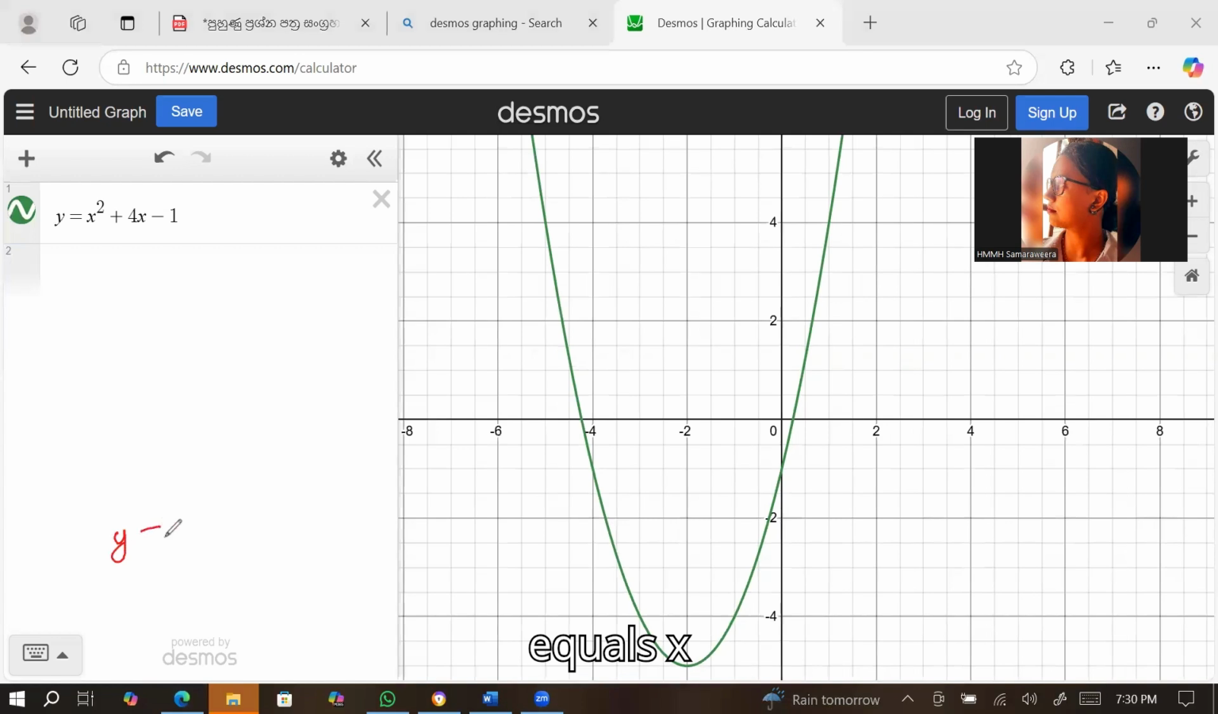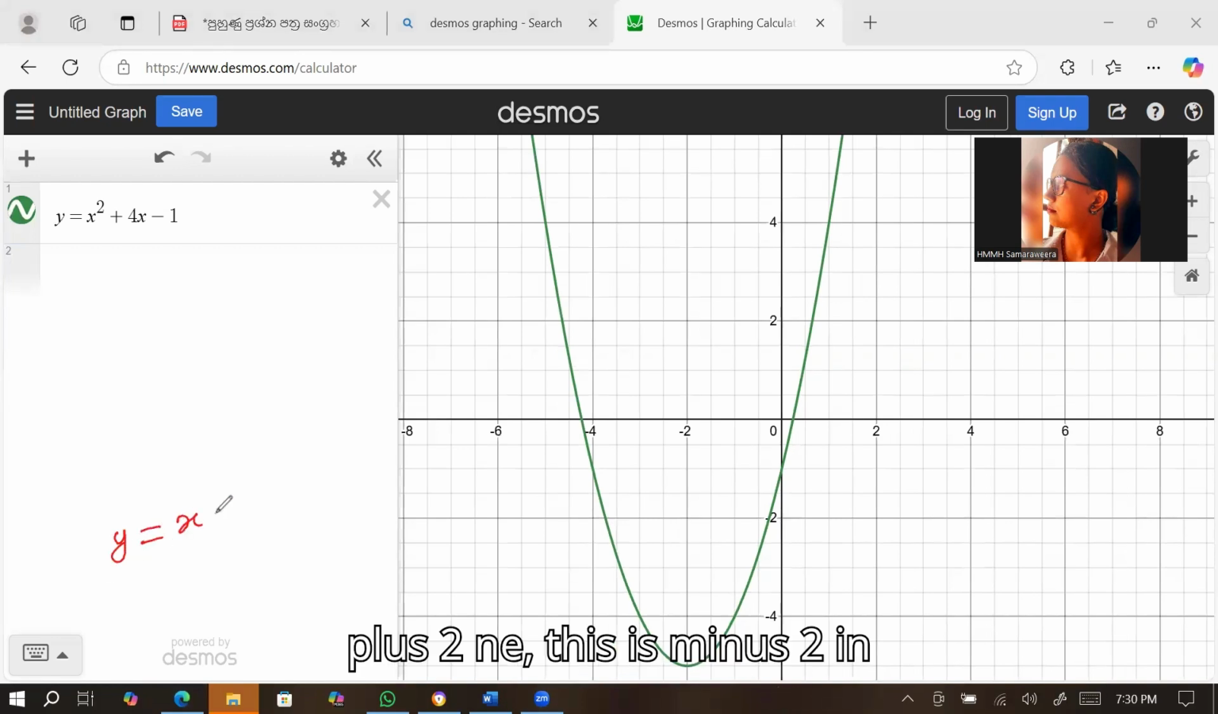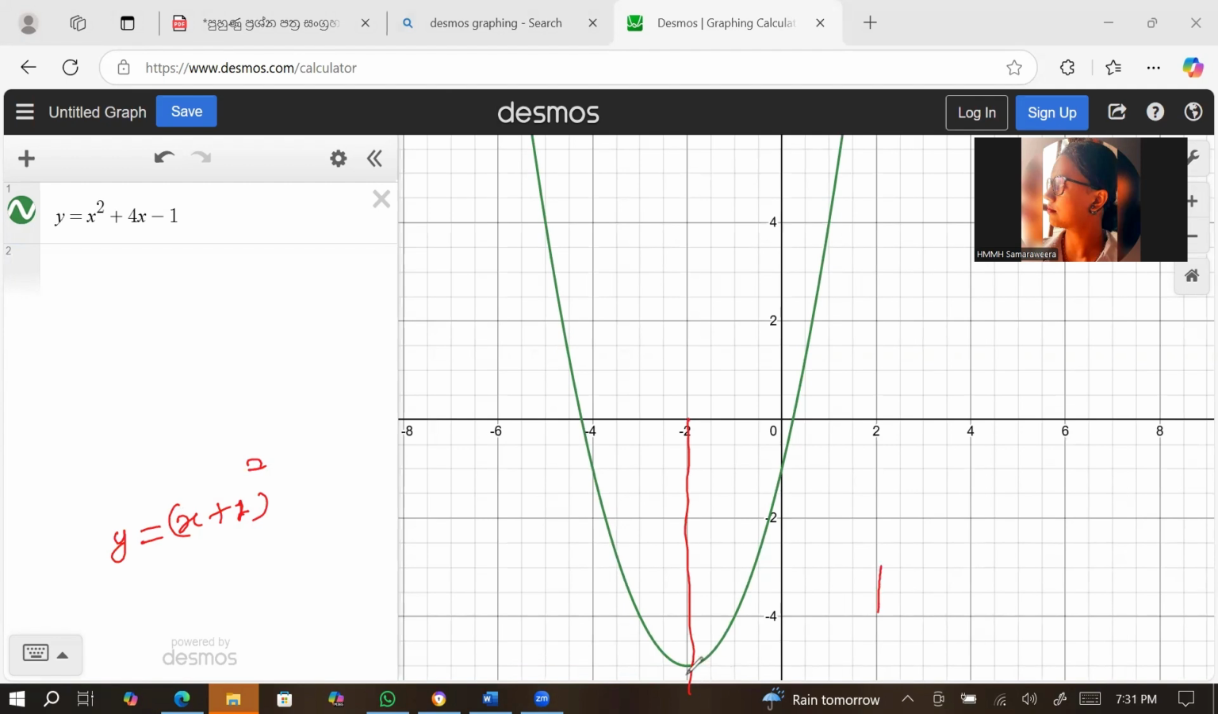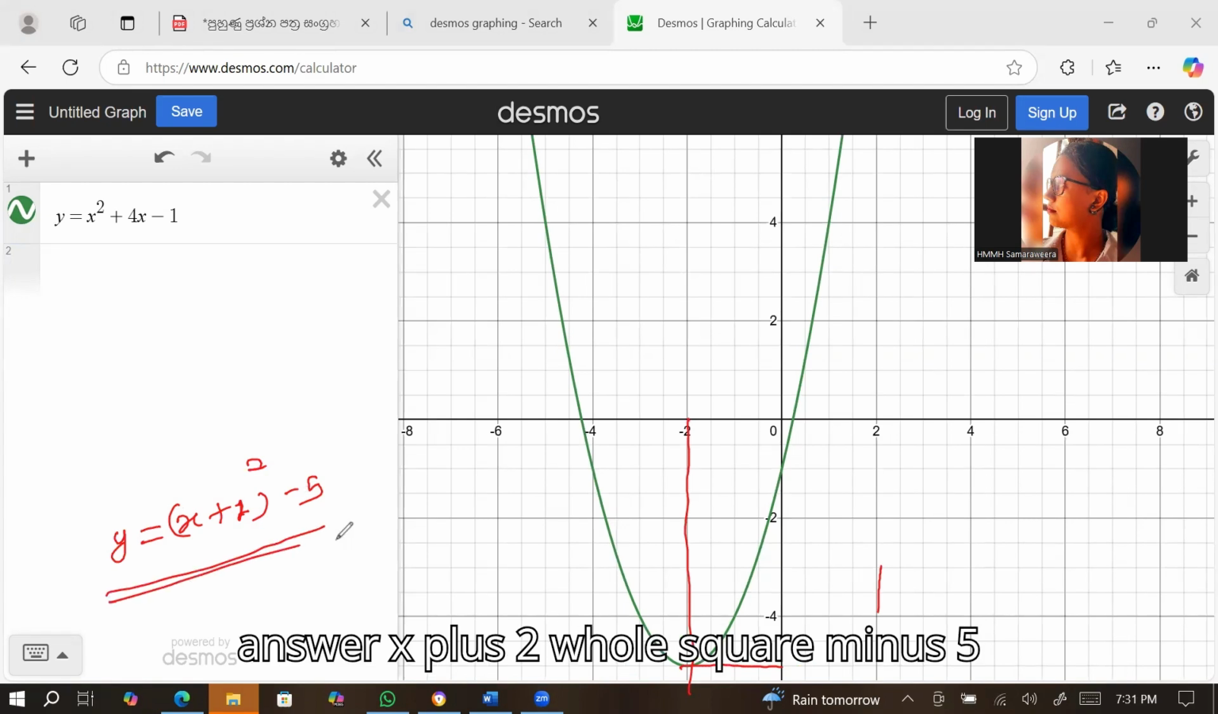y equals x plus 2. Here minus 2. Then x plus 2 all square. What value comes here? 5, minus 5. x plus 2 all square minus 5. Right? So this is the answer. x plus 2 all square minus 5.